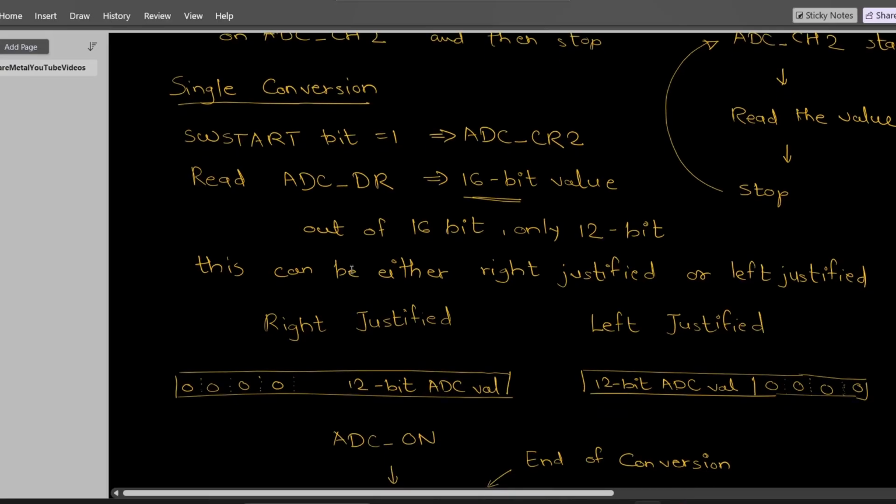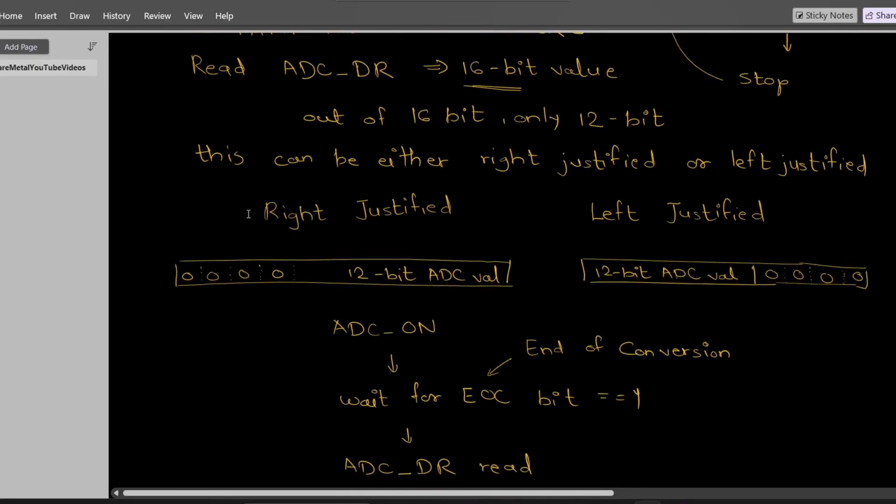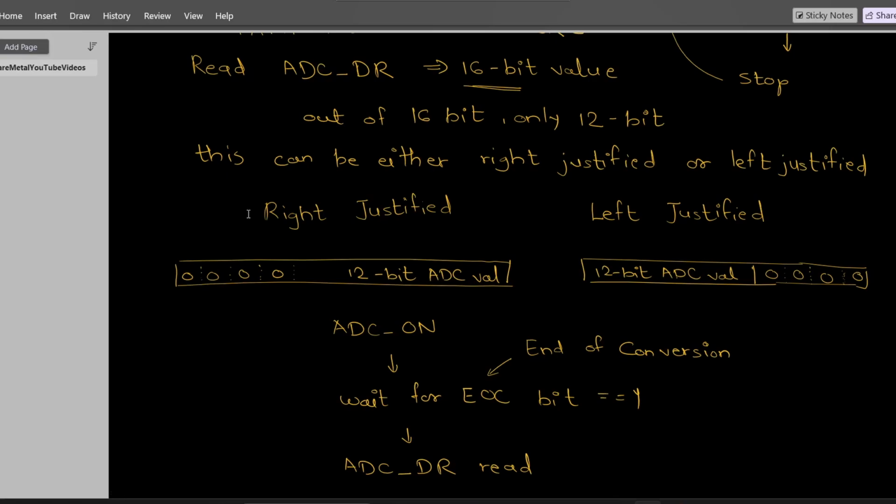So single conversion. Now we will start the single conversion using the software start bit, the SW start bit, in the ADC CR2 register. Then read the value and again stop. The value that we read can be configured in two different modes: right justified and left justified.